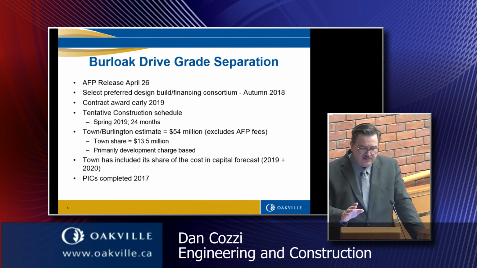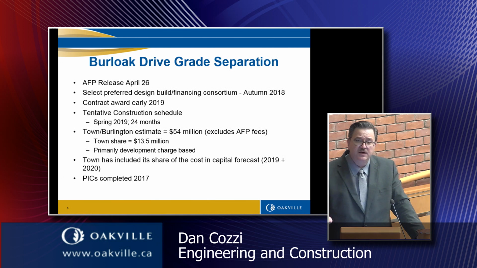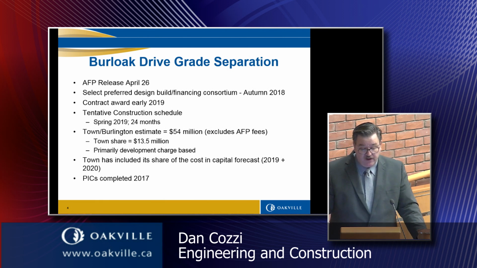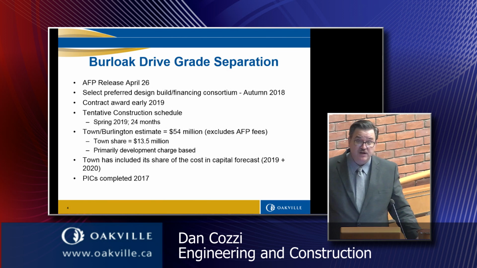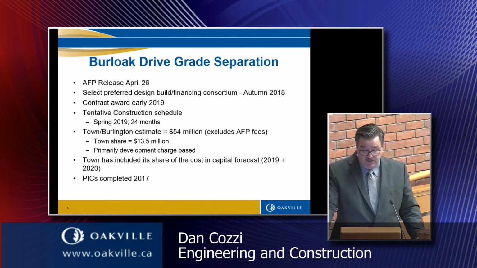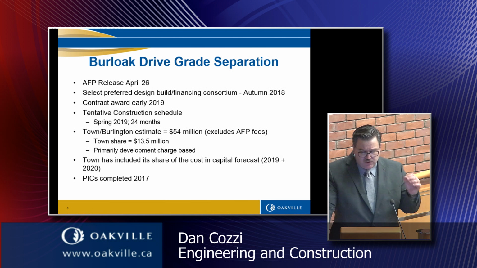I just want to put an asterisk next to the spring 2019 start date, because it is the consortium's call on when they start, but all indications would be this would go in 2019. The town and Burlington have provided our own estimate for the project cost. We're at $54 million. That excludes AFP fees.